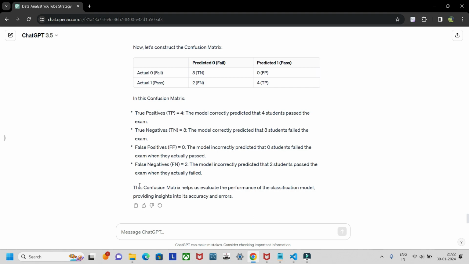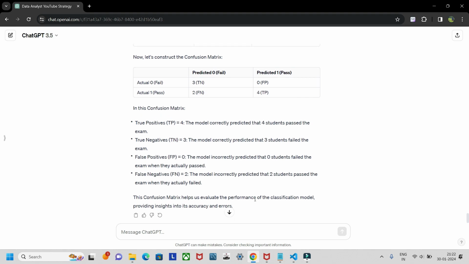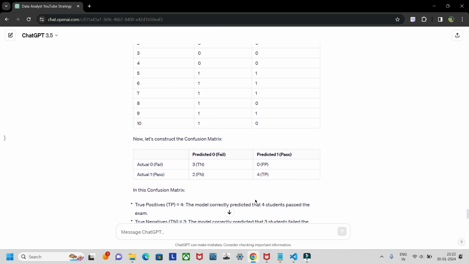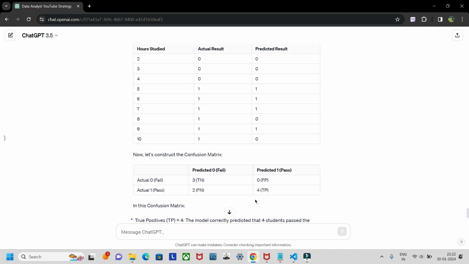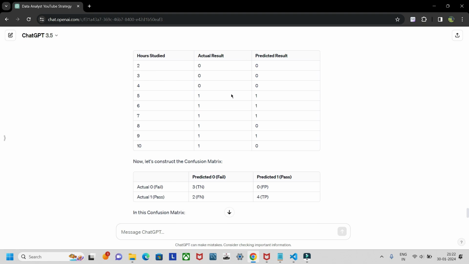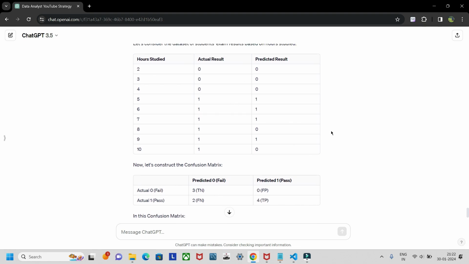So this confusion matrix helps us evaluate the performance of the classification model, providing insights into the accuracy and errors. So this is the overall idea of how confusion matrix is, and don't get confused about this confusion matrix. Pretty simple, straightforward. Consider this data set, look into how values are mapped here, and take a screenshot and try to analyze the results here. You will definitely get the idea.